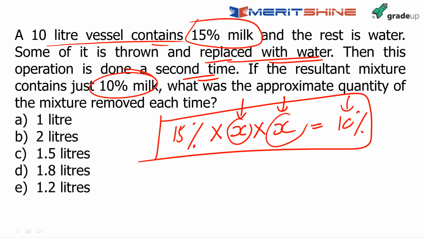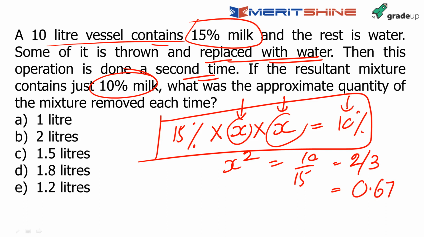Why I am doing this is because I want to reduce calculations. Now you know what x square is. X square is 10 by 15 or 2 by 3. Fine. Or you know that it's 0.67. Fine. You know this. Now since you know this is 0.67, can you tell me mentally what would be an approximate value of x? Yes, you can.